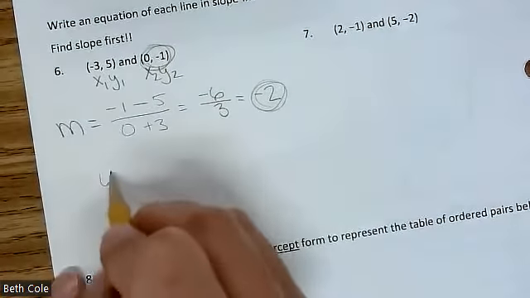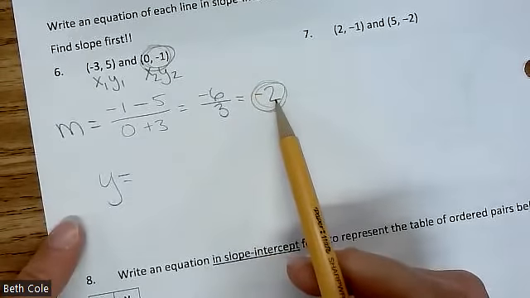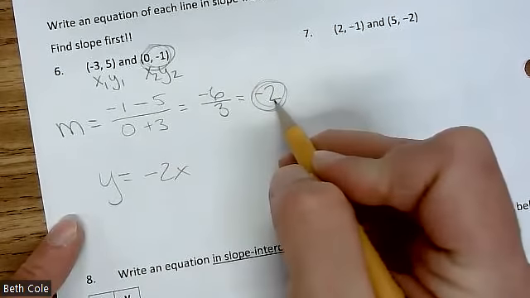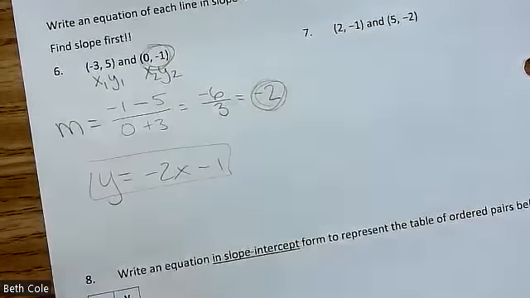You can just go ahead and write the answer. You have all the ingredients, put them in the right place. It'll be y equals -2x. This is our slope. And then perfect, -1. So if you're aware of that, that saves you a lot of work.